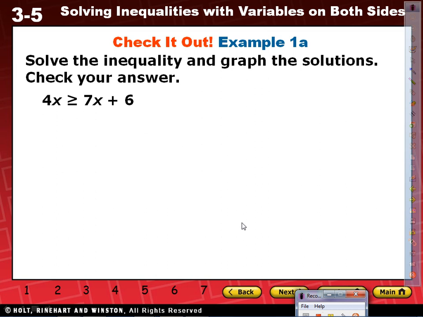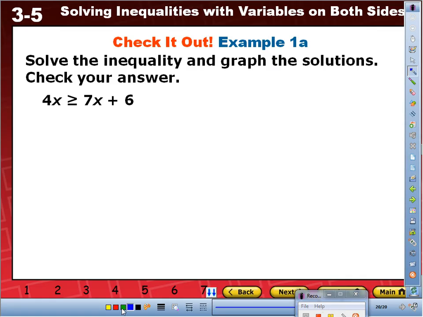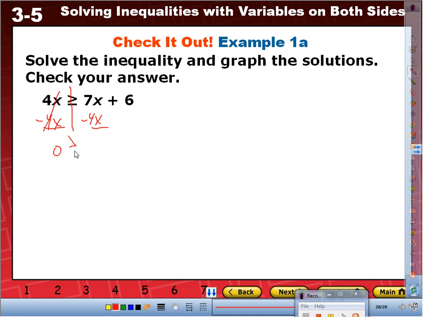Okay, let's see. Line down the inequality symbol. Guys, keep it down, please. Here it goes. We can't simplify the left or the right, so I start with the smallest one, negative 4x, negative 4x. This becomes 0, greater than or equal to 3x plus 6. From there, subtract 6, subtract 6. We're left with negative 6, greater than or equal to 3x. The last step, we divide by 3. This becomes negative 2, greater than or equal to x.